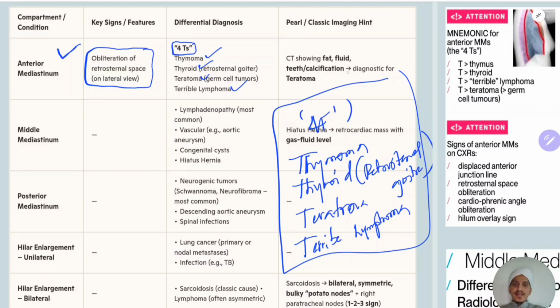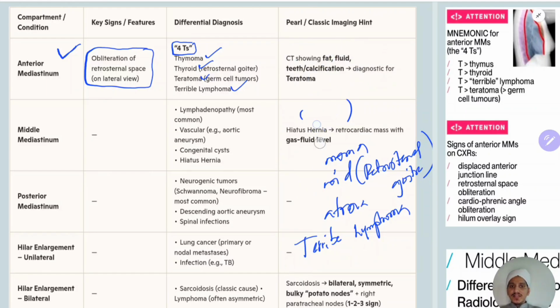One classical hint is CT showing fat, fluid, teeth or calcification is diagnostic of teratoma. If in the CT you see fat or fluid or teeth or calcification, that is teratoma. Teeth, why teeth? Because it is a germ cell tumor, so it can produce anything, no? It can differentiate into teeth also and hair also. So it is teratoma. This is a clinical pearl. So that was about the anterior mediastinum.